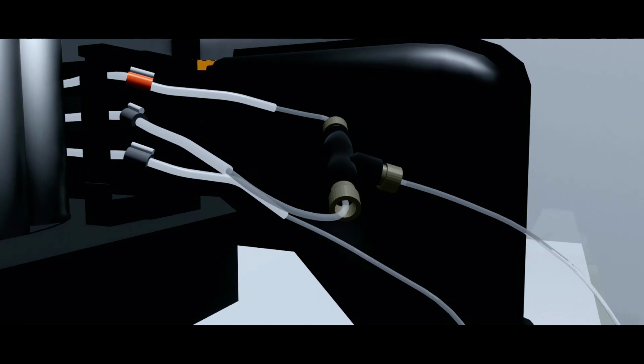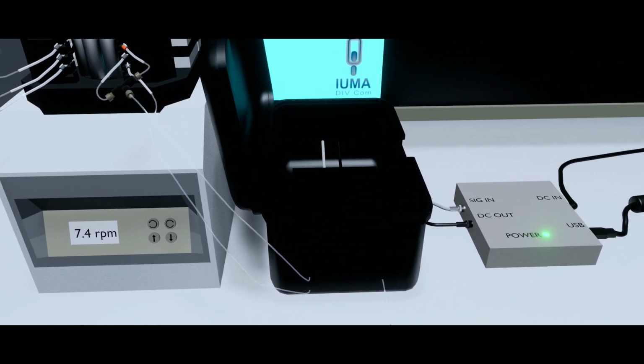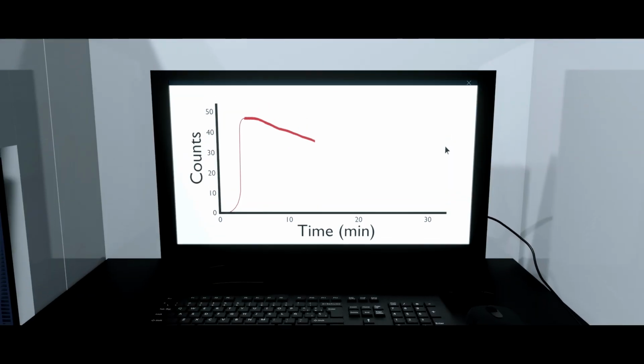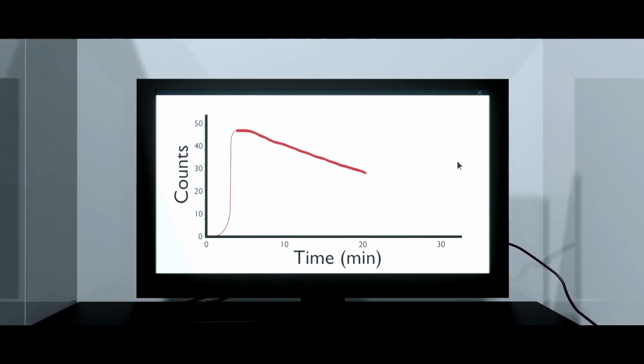The sample and buffer mix before arriving to the sensor, where it combines with the luminol. The reaction emits a signal which is recorded. The signal decreases as iron 2 concentration decreases.